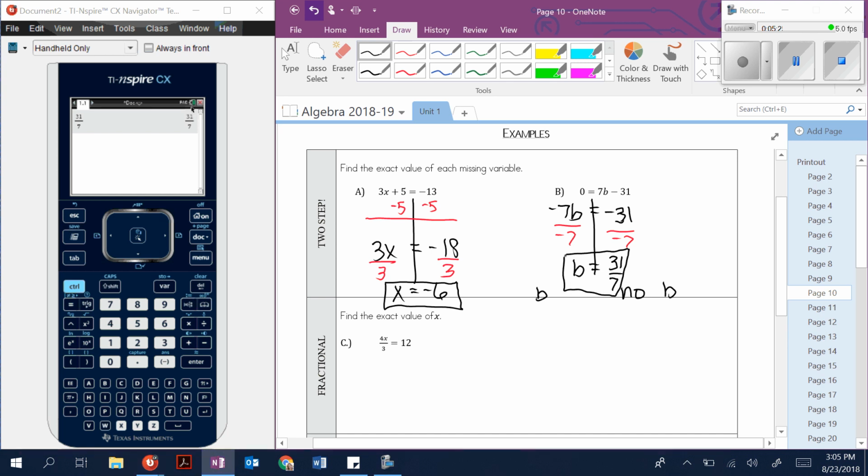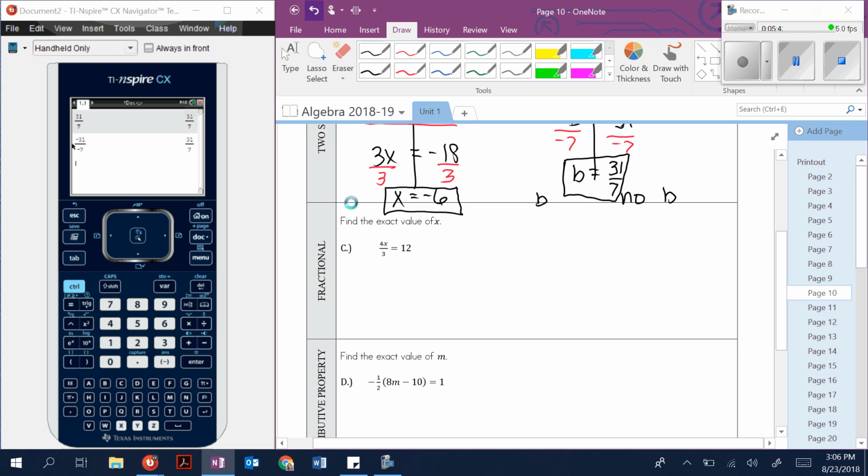And actually, some of you are like, Mrs. Ruscio, you forgot the negatives. Well, I was ahead of myself. Negative 31 divided by negative 7 gave us the positive 31/7. So that's why it's positive and not negative. All right, check it out.